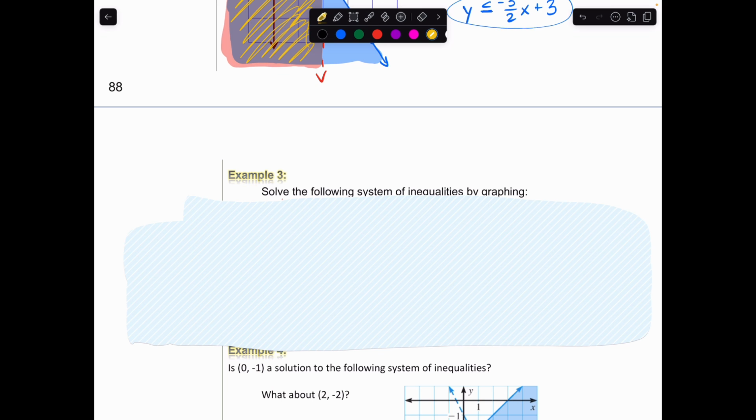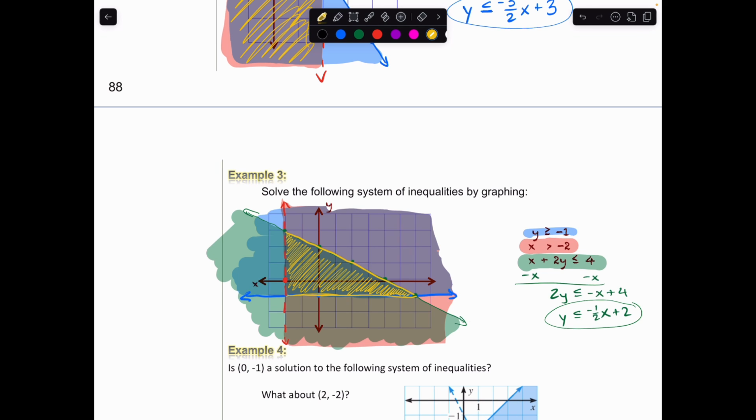I'd like you to try number 3 on your own. Do the same thing we did in example 2, except that in this case there are 3 inequalities. So our solution is just going to be the area that's shaded by all 3 inequalities. Once you've done that, come back and check your work. Okay, there's our solution.